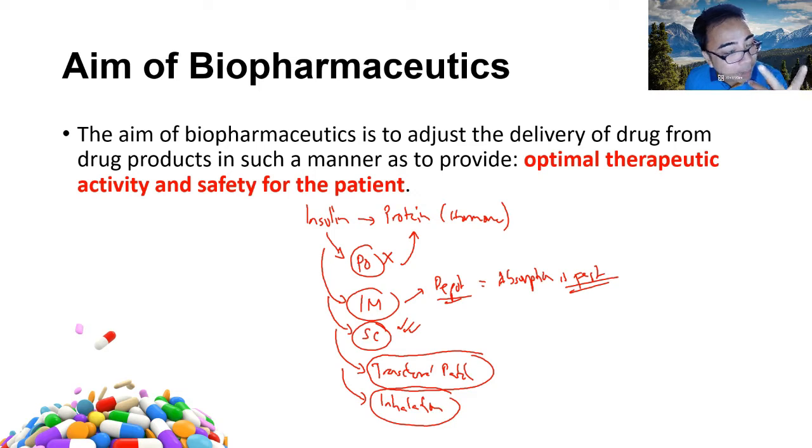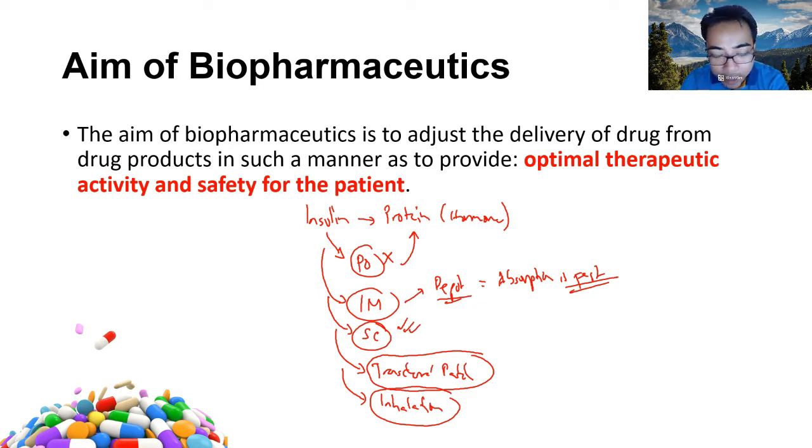Kasi between IM class and subcutaneous, though both are poorly perfused tissues, pero mas poorly perfused is subcutaneous kumpara kay IM. Si muscles. Si muscles kasi, although it's poorly perfused, pero it has enough blood supply to the point na mapapabilis ng konti yung absorption ng insulin natin. So, we don't want that to happen. Transdermal patches class, pwede. Okay?